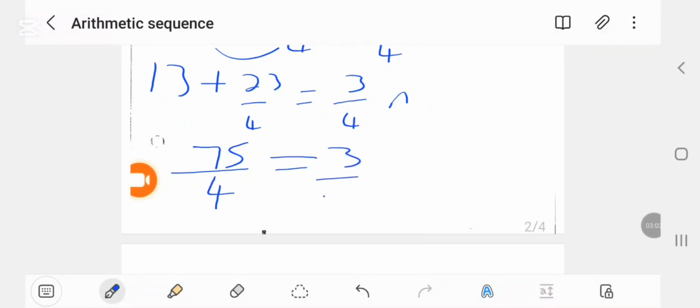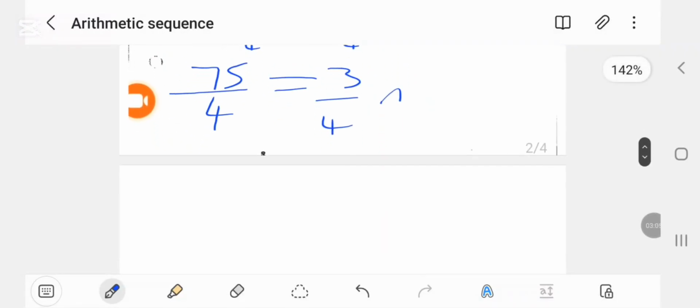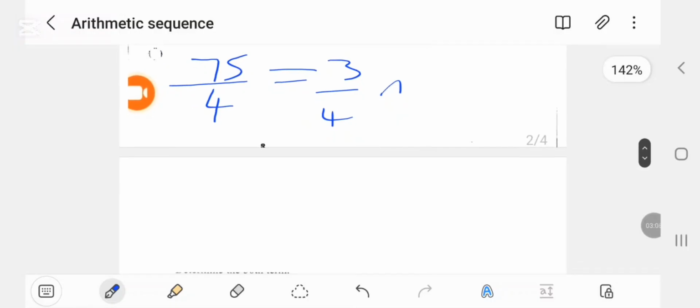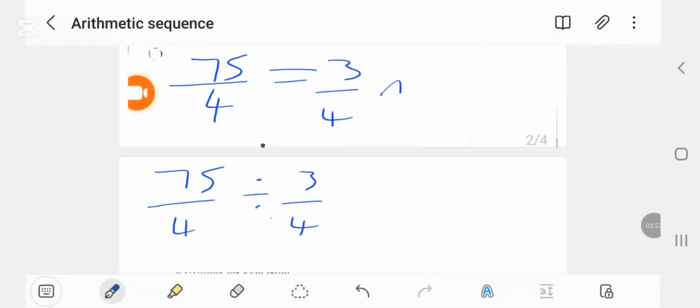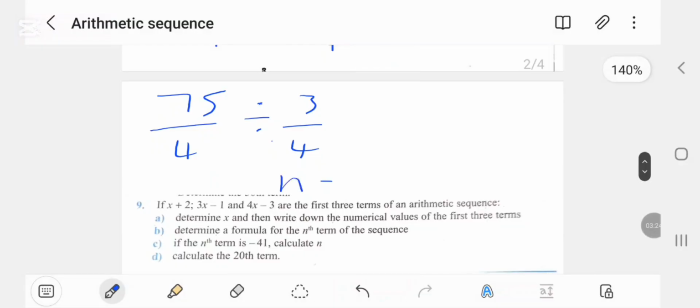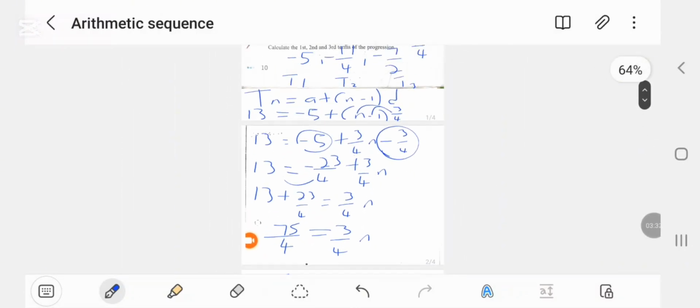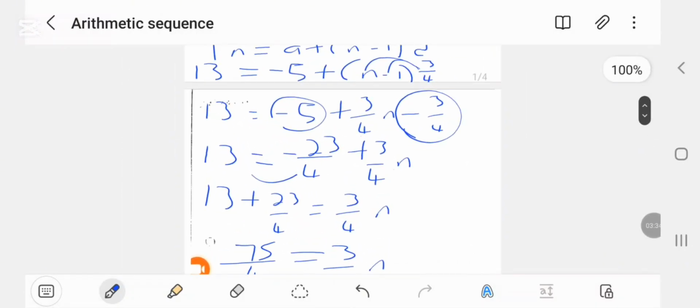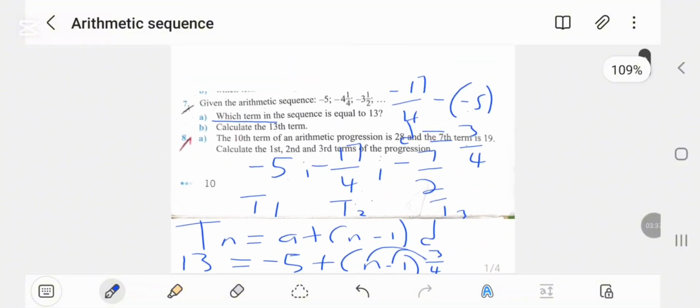to 3 over 4n. Now many people make a mistake here on the calculator, they'll say 75 over 4 over 3 over 4. It's not the same as division. So it's better to do 75 over 4 divided by 3 over 4. So our n is 25. N is 25. So the answer is B.